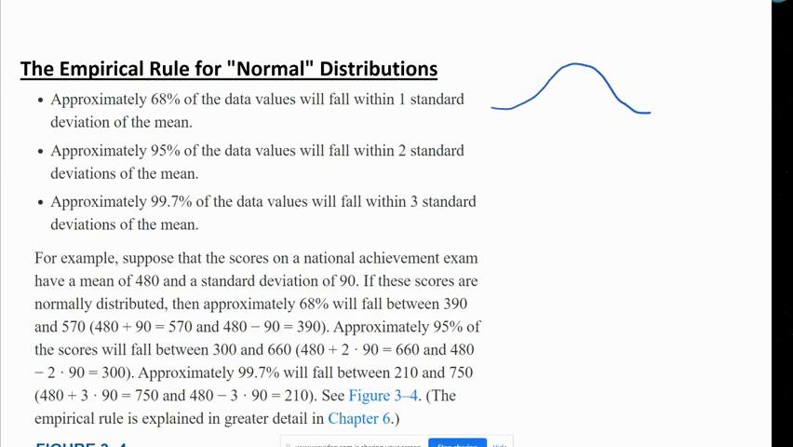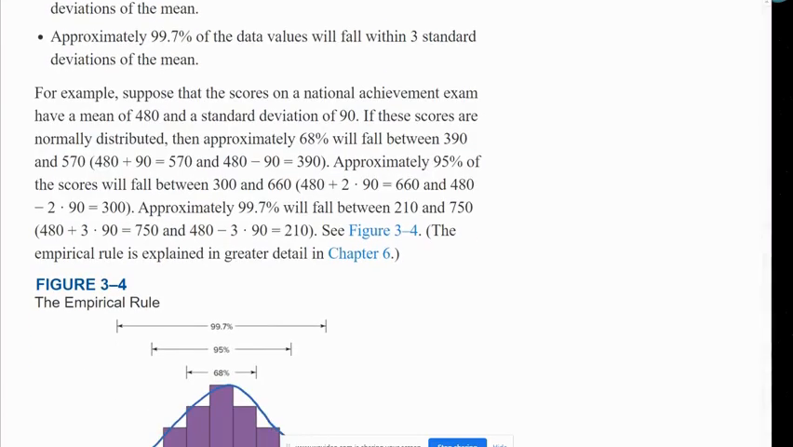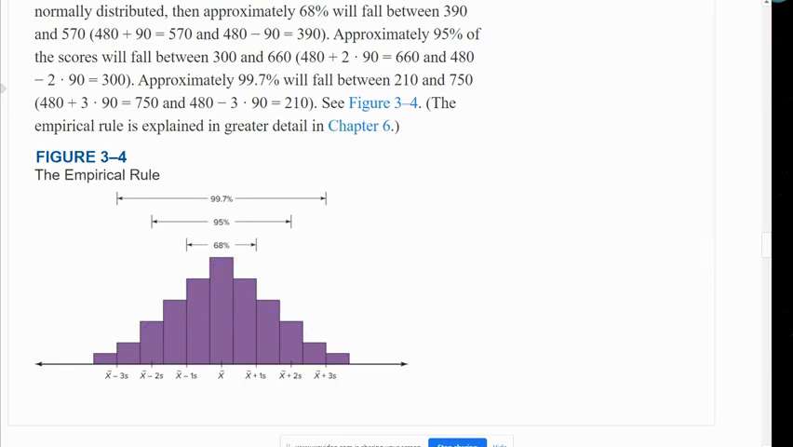And so in a normal bell curve, 68% of the data values will fall within one standard deviation of the mean. So we see that here. Here's the middle, that's the mean, X bar. If we go one standard deviation this way and one standard deviation that way, that's why it says X bar plus 1S, X bar minus 1S, because the S stands for one standard deviation.